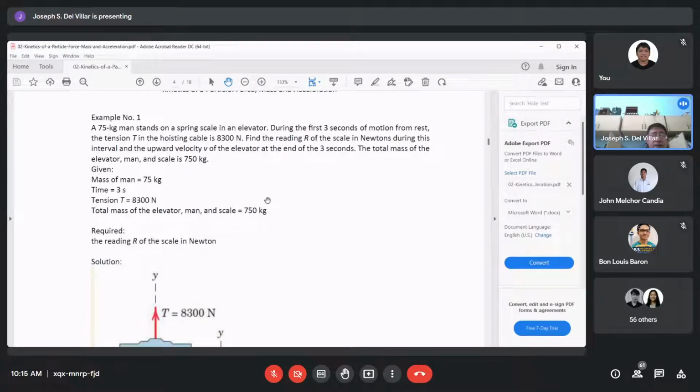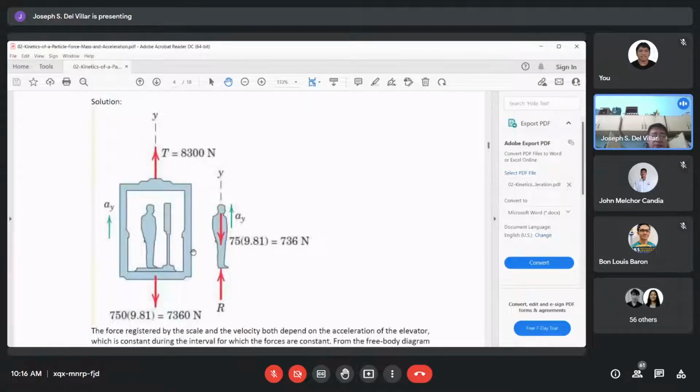So the direction is upward because it says here, find the reading during this interval and the upward velocity. So that is a clue, no? That the elevator is moving upward, okay? Because of the upward velocity. Okay, so the acceleration is there.